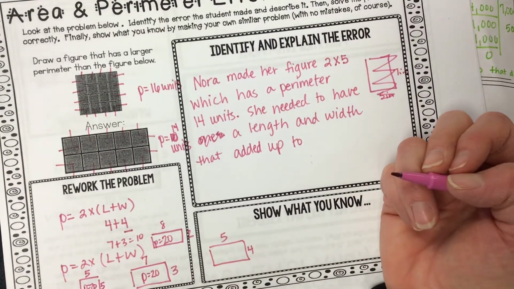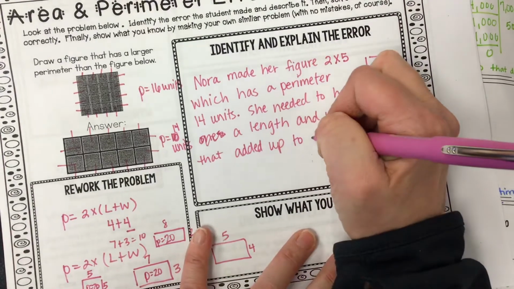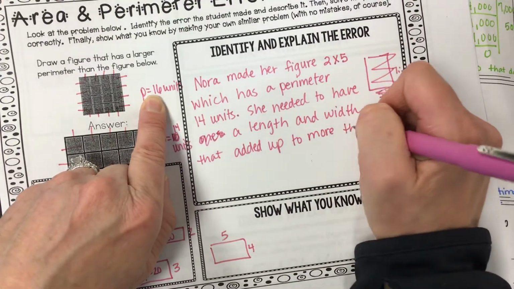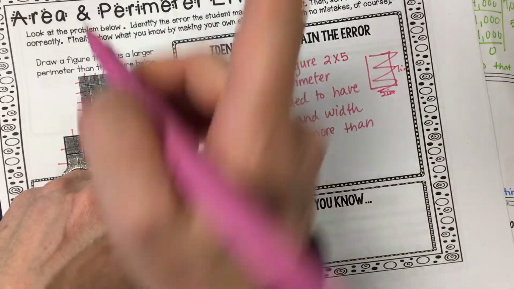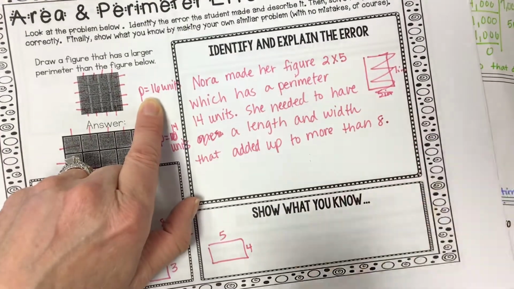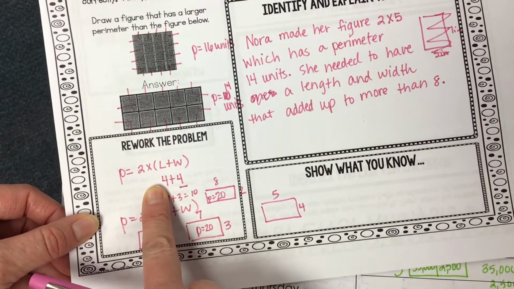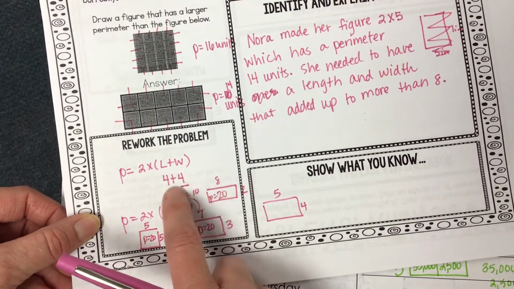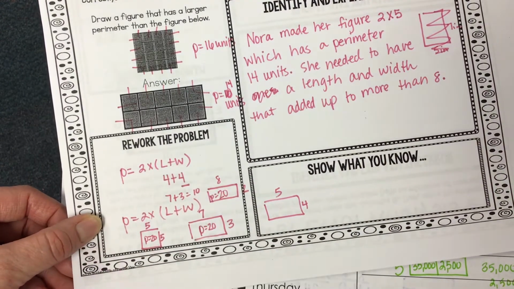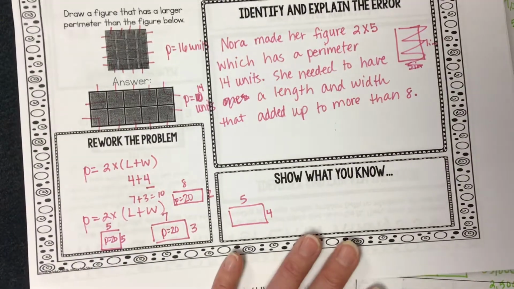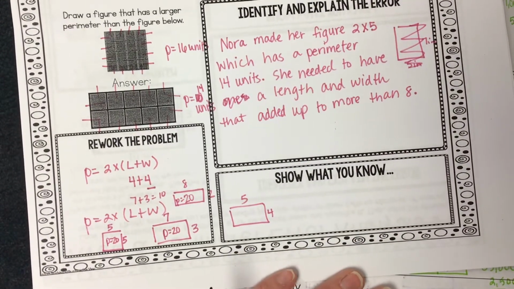It's not a specific number, Nora. Well, more than, what did this length and width add up to? More than 8. Her length and width needed to add up to more than 8 for her perimeter to be greater than 16. Does that make sense? Okay, 4 and 4 is 8. When you double it, that's 16. You have to have something bigger here to get a perimeter that's bigger than 16.